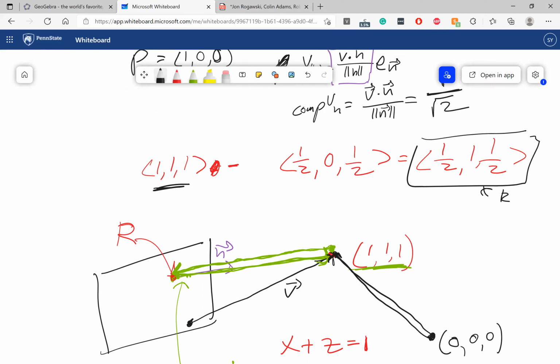And then we subtract, because we want to flip the projection vector. So we subtract the component that we found, which was 1 over the square root of 2, times the unit vector in the direction of n. So times En.